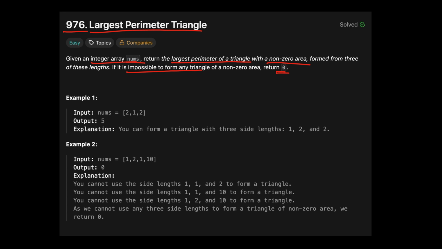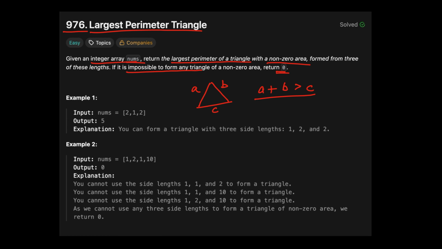The rule for deciding if a particular set of numbers can be used to form a triangle is that the sum of two sides should be greater than the third side. In this case, with three sides as A, B, and C, the rule will be A plus B should be greater than C. If this rule is satisfied, then we can have a triangle with A, B, and C as the lengths.